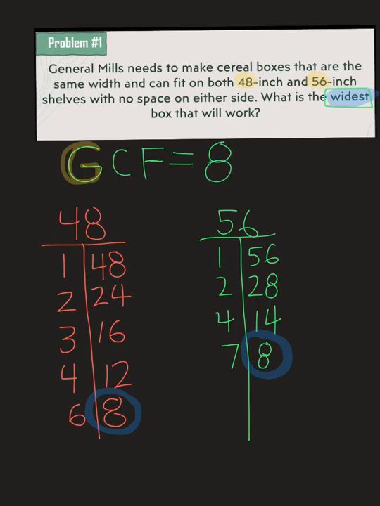Okay, so what does that tell me? Well, back to the problem, the original question said, what is the widest box that would work? Well, it's a word problem, so don't forget your units. If my GCF is 8, that means the widest box that would work could be 8 inches wide. So our final answer to our question is 8 inches wide.